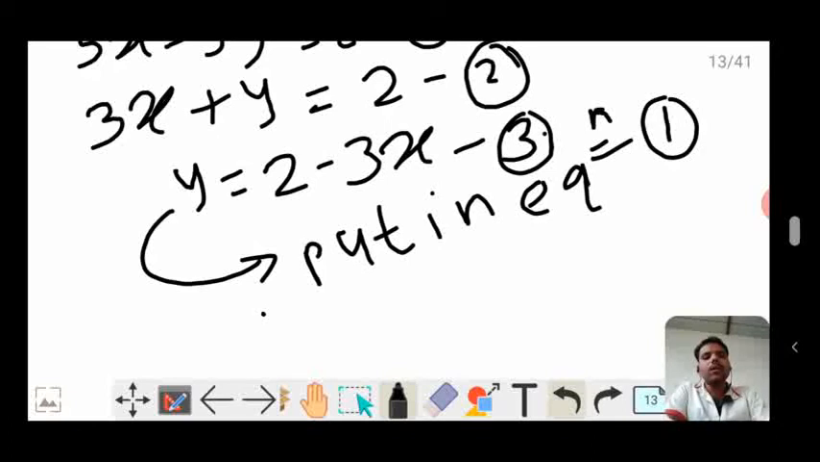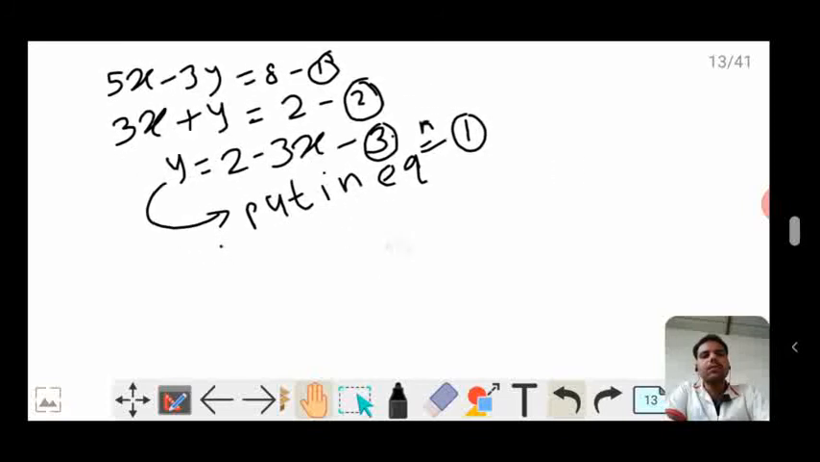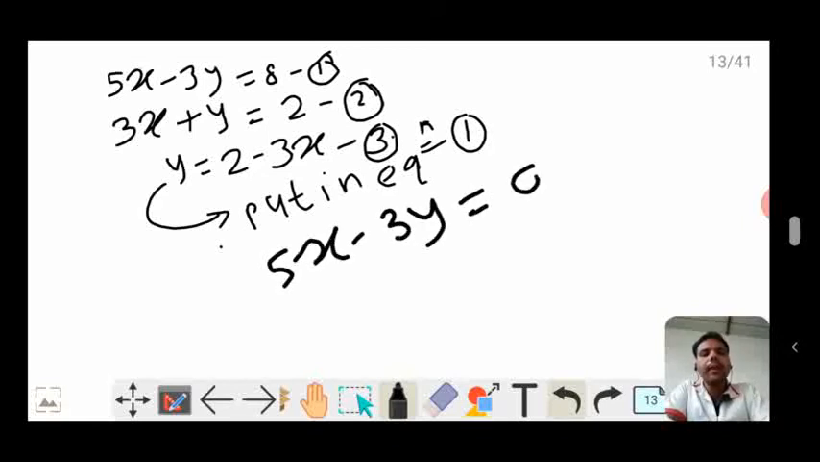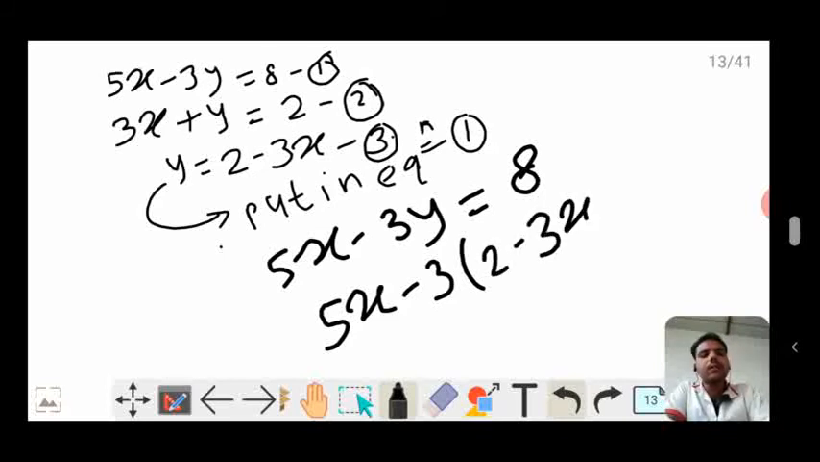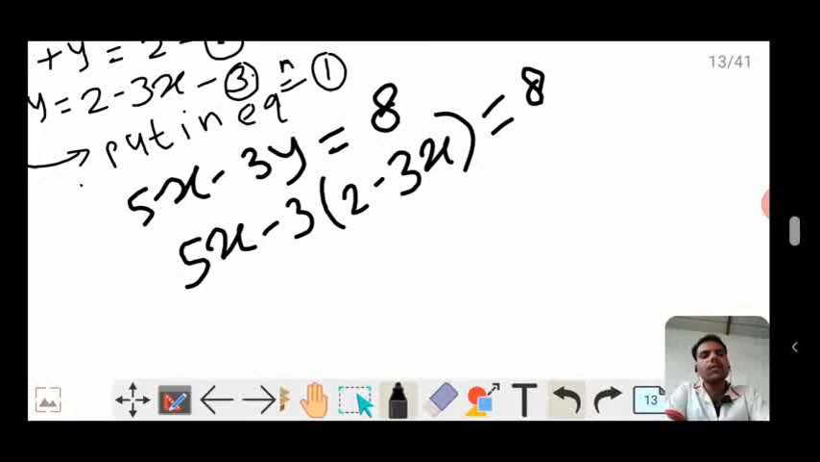So what is equation 1? 5x minus 3y is equal to 8. We put the value of y in this, so we get 5x minus 3 into, in brackets, y's value, 2 minus 3x, is equal to 8. So by solving this we get the value of variable x. So let's solve this equation.